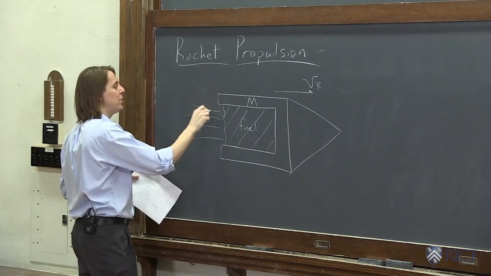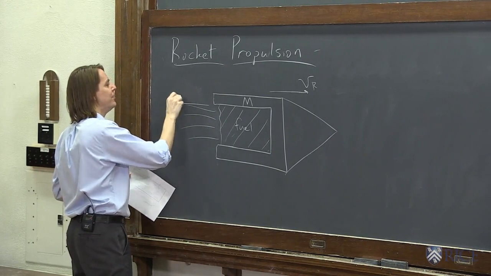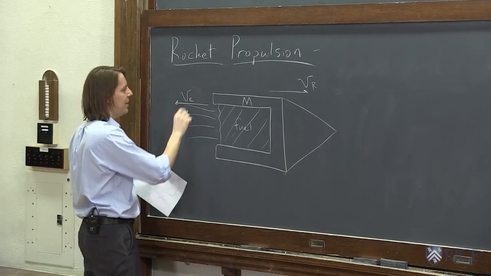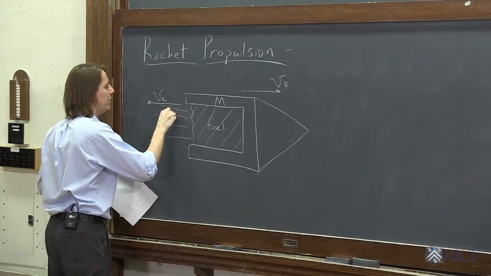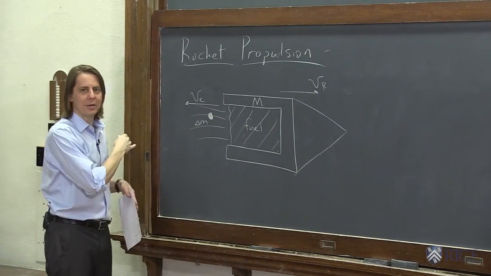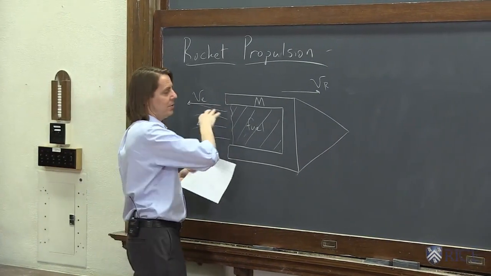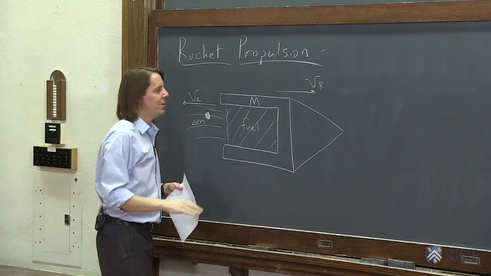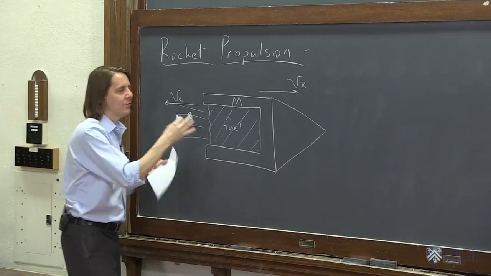So if we have fuel coming out the back, let's imagine a little bit of fuel moving with velocity VE, and say this little chunk of fuel has a mass delta little m. That's flying out the back. You must conserve momentum, so the spaceship must pick up a momentum going the other way. And that's really how the rocket moves.